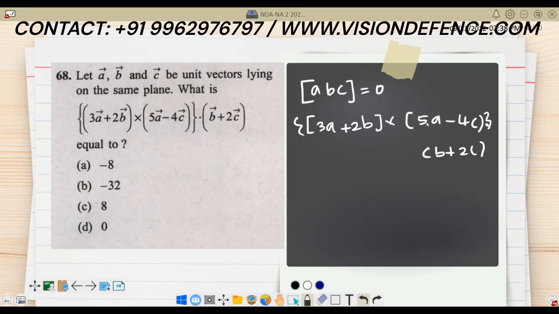So, crossing A and A, of course, that's going to be 0. Crossing A and C, we're going to get 3 into 4, so it's minus 12 A cross C, plus 10 into B cross A, minus 8 into B cross C.